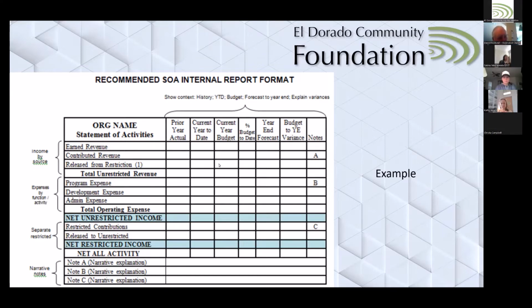And then on the right-hand side, you see all the columns that say prior year accrual, current year to date, and current year to budget. A lot of people put in their budgets and compare that to how they're doing year to date. So percentage budget to the dates, which is actually their year-end forecast. So a lot of people change their budget, and I'm going to try and enlarge just that. Let me see.